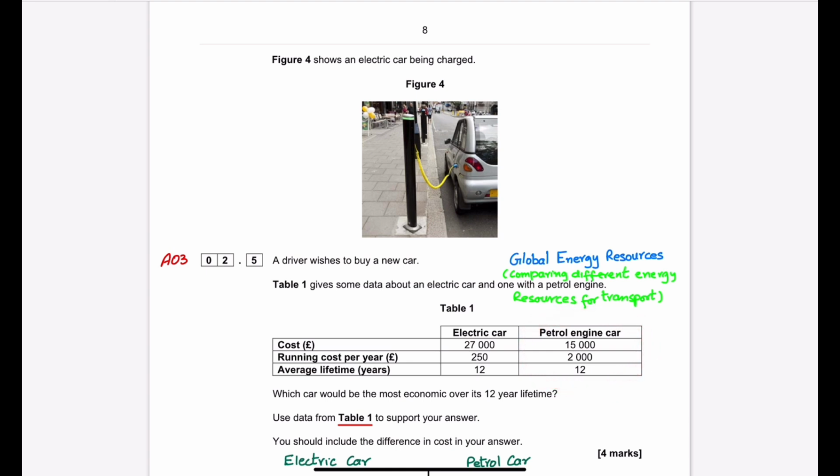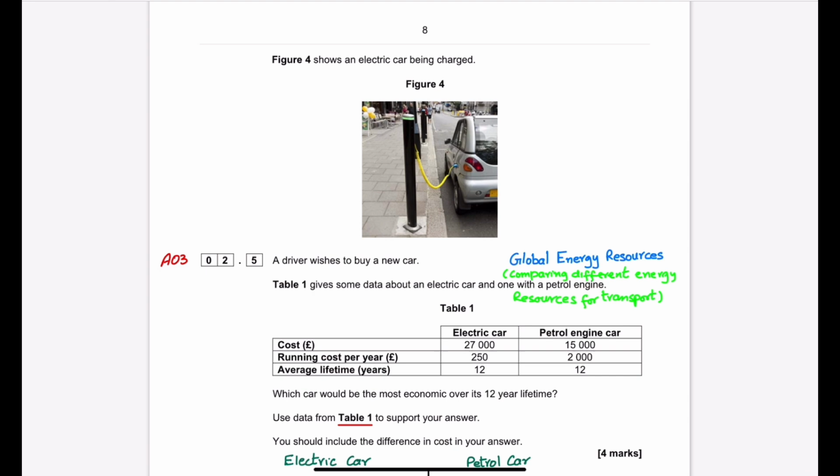Which car would be the most economic over its 12 years lifetime? Use the data from table number 1 to support your answer. You should include the difference in the cost in your answer.